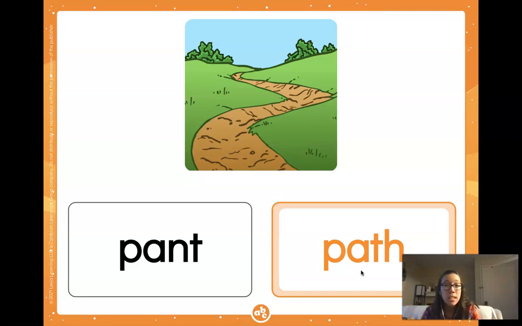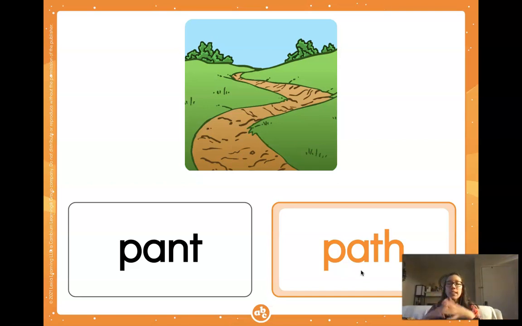We can also listen to the number of sounds. P, a, th. There are only 3 sounds in that word. So we know it can't be a word that has a consonant blend, like the word on the left. Speaking of which, what does our other word say? That's right, our other word is pant. P-a-n-t, pant.